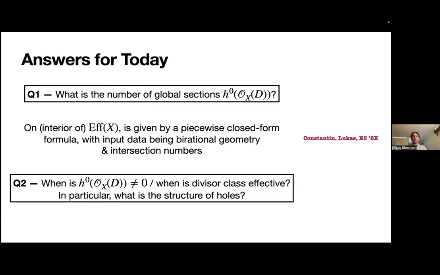And then for our second question, when do we have a non-zero number of global sections? When do we have an effective divisor class? In particular, now we see that the non-trivial part of this question is, when do we have holes? When do holes arise in the effective cone? The answer that I'll converge on is that holes do exist. And in particular, they seem to come in families. They aren't isolated. They come in countable collections of holes. So these are the things that we're going to try and converge toward.